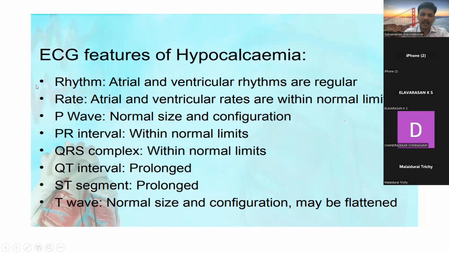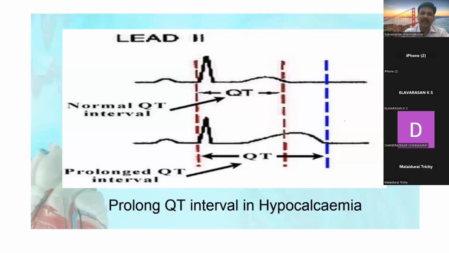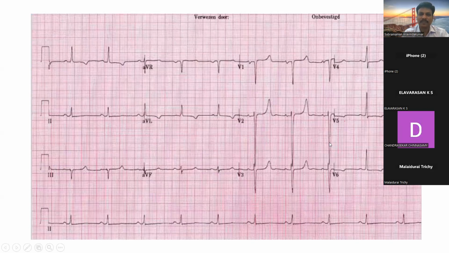So rhythm and rate will be normal, P wave will be normal, PR interval will be normal. QT interval will be prolonged, predominantly from ST segment prolongation. In hypokalemia, ST segment depression happens, whereas here you will not have depression, but you will have a prolonged QT interval with prolongation of the ST segment. See here the normal QT, it is stopping here, whereas the ST segment is prolonged in hypocalcemia and the QT interval is prolonged.